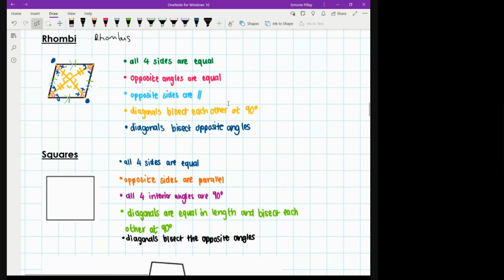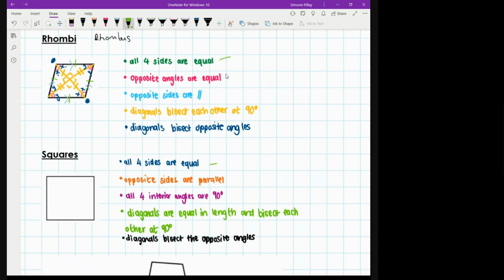Kia, yes, do you have a question? Good evening, ma'am. Evening. Ma'am, can I ask something? Mm-hmm. How is a square different from a rhombus? Okay, let's look at the difference. All four sides are equal, all four sides are equal. Okay? So far, no differences.